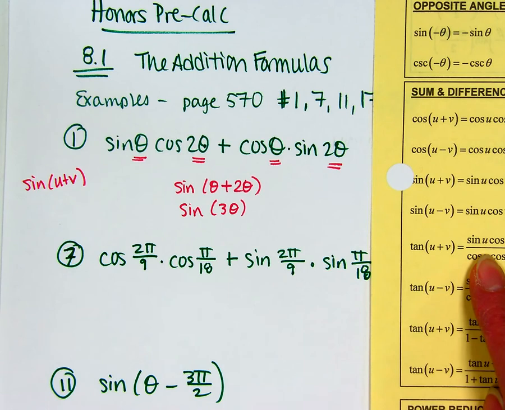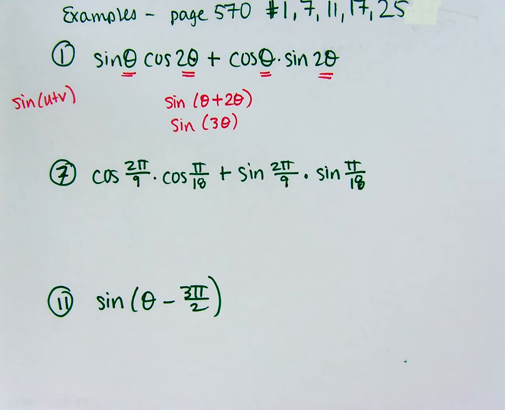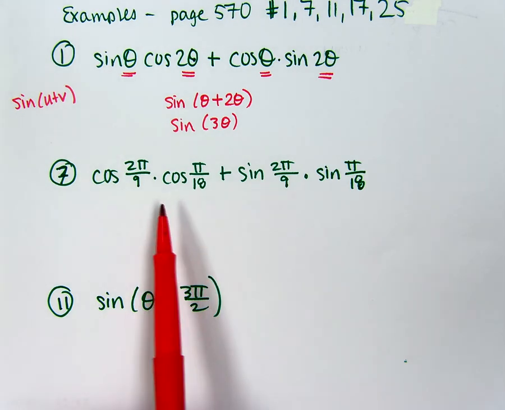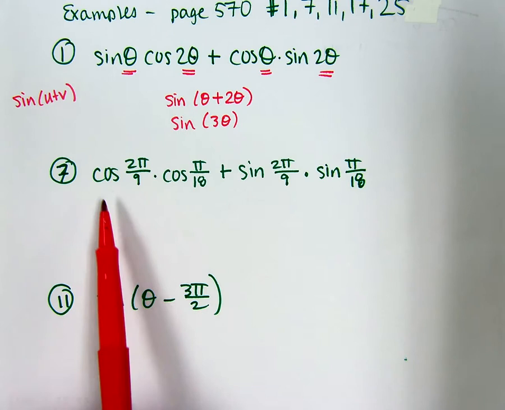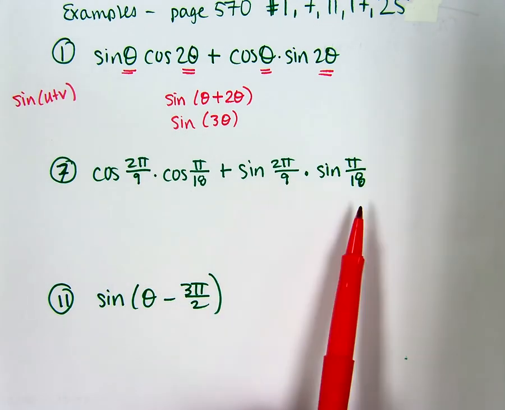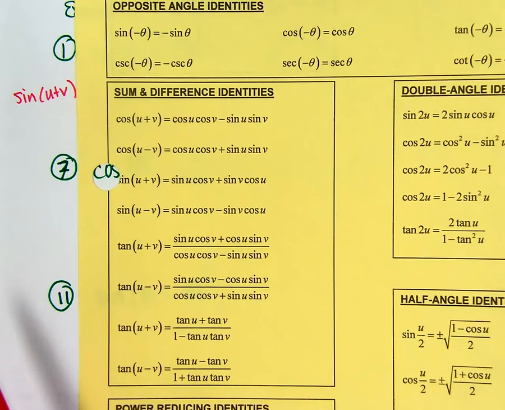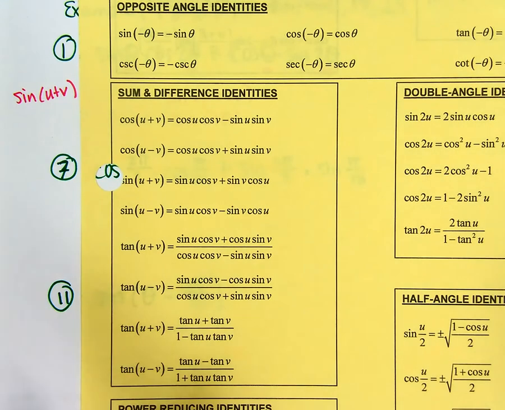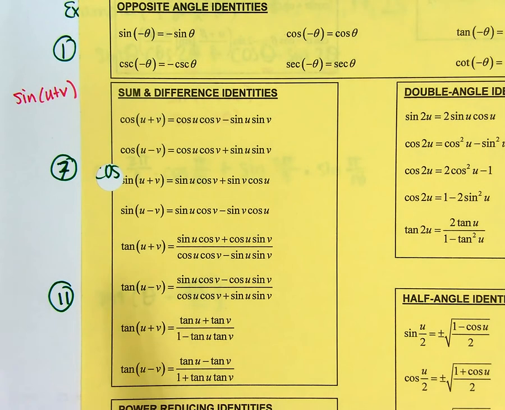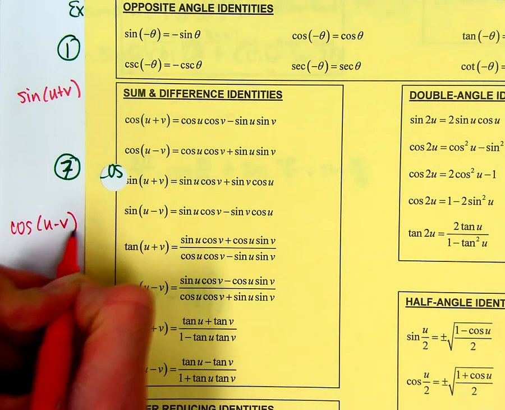Okay. So now look at problem number 7. Again, they would like you to simplify the expression. This time we have another addition, but now it's cosine of an angle times cosine of a different angle plus sine of an angle times sine of the second angle. Which of our identities has cosine times cosine and sine times sine, and they're adding? That's this one, cosine of u minus v.